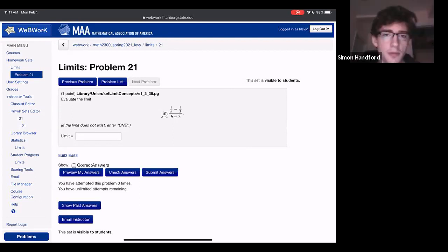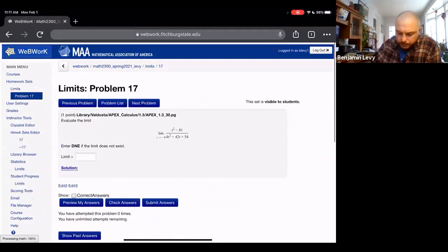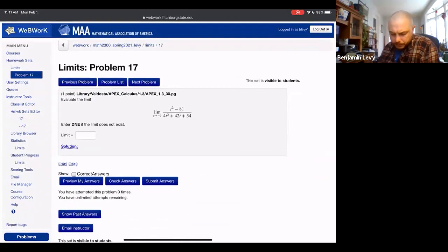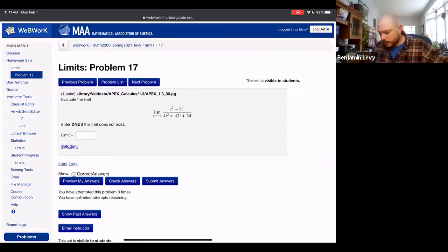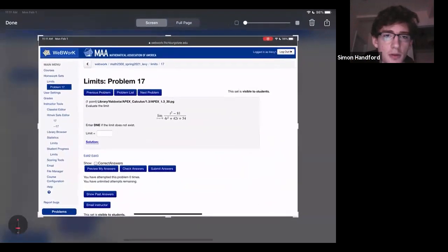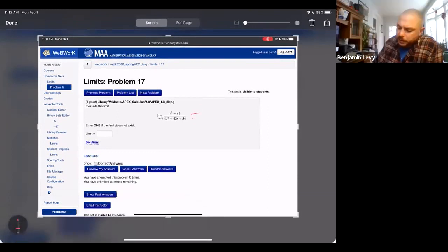Find that? So I'm having trouble with problem 17. Let's take a quick look at 17. This one? Yep. So what did you try so far? I tried to use substitution. Yep. And it just came out as 0. Did you get 0 over 0 when you plugged in -9?